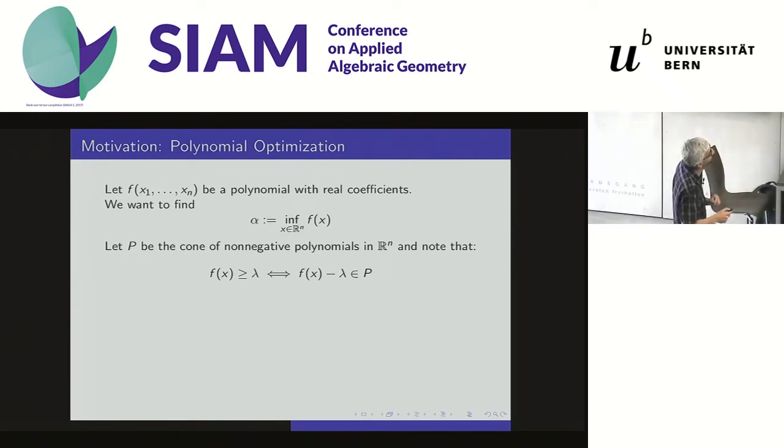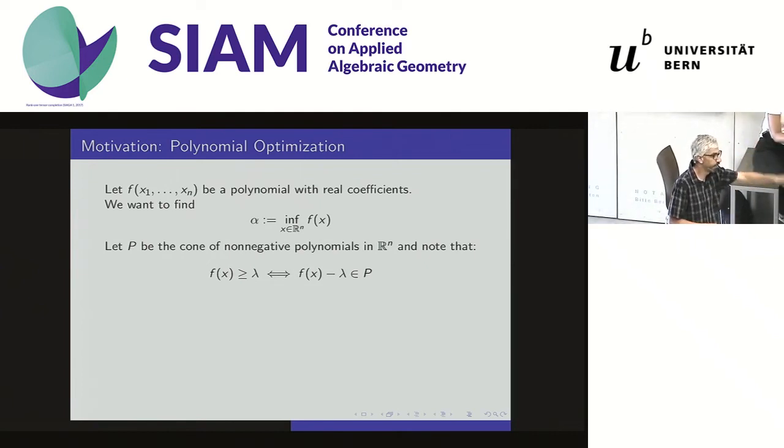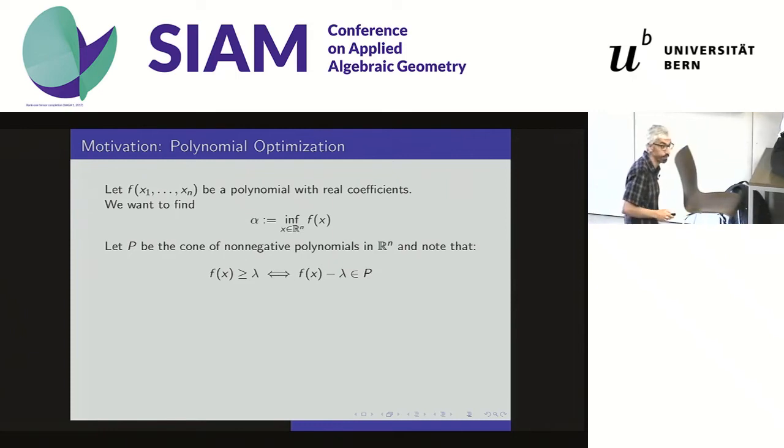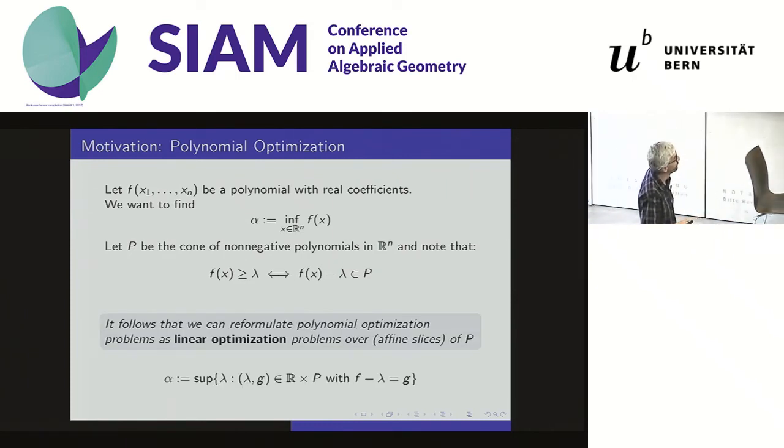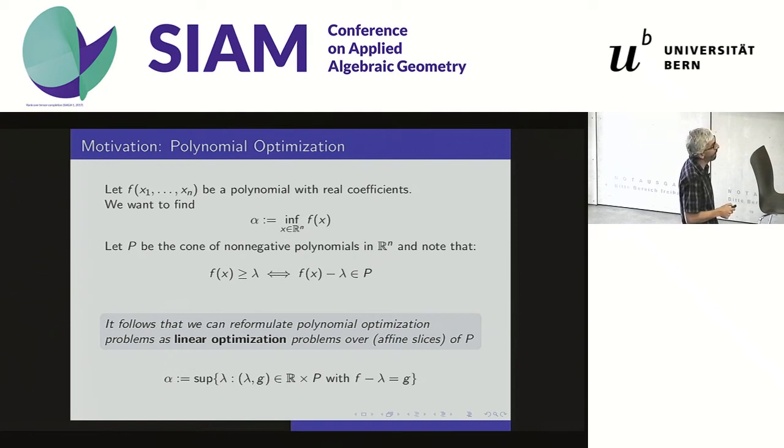It allows us to change our point of view of optimization from taking a function and evaluating at points to rather thinking about the properties of a certain convex cone. And specifically, it follows that we can reformulate polynomial optimization problems as linear optimization problems over affine slices of this cone P. And in particular, our number alpha that we are looking for is equal to the largest lambda such that f - lambda ≥ 0.